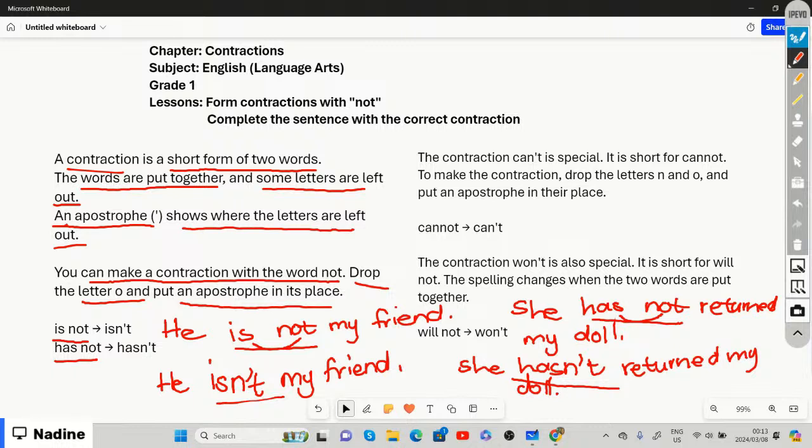And once again, we need to drop the O when we make a contraction with the word not.